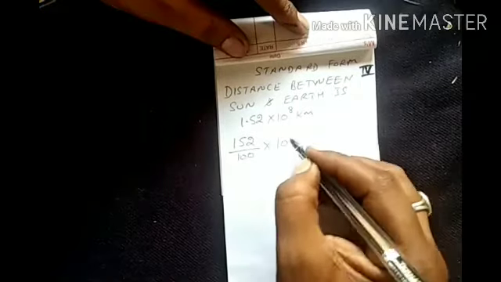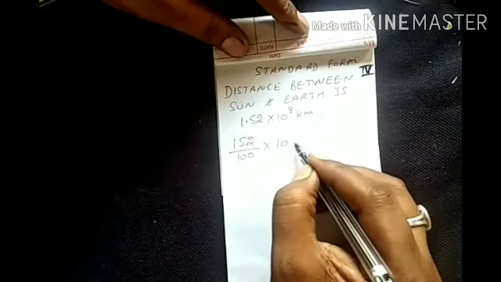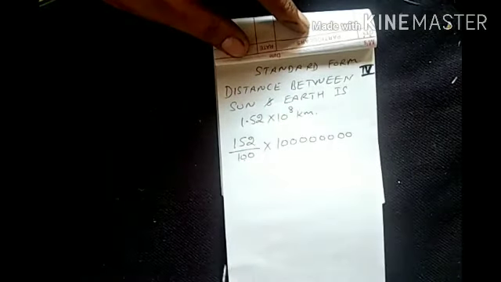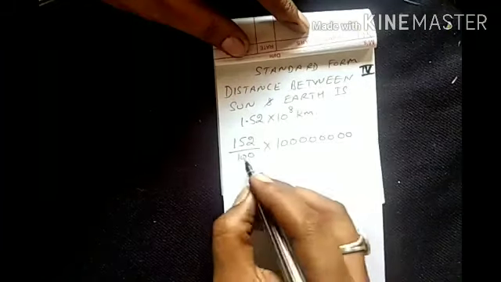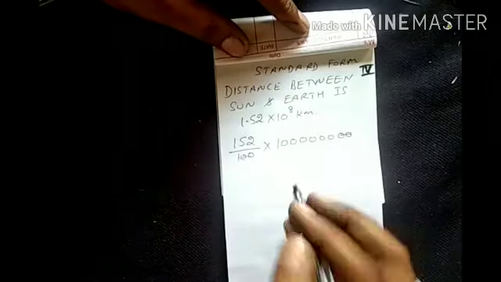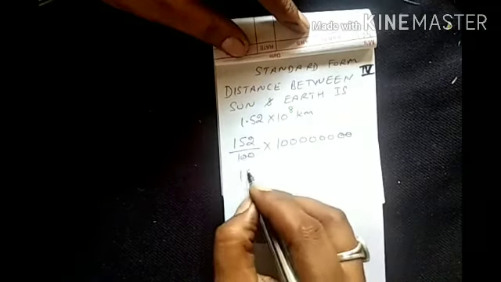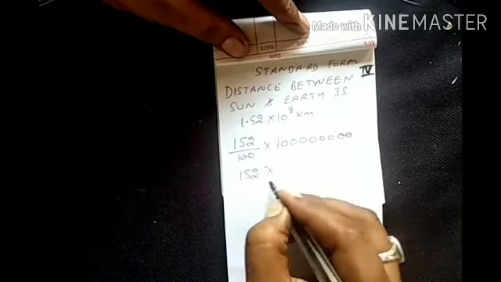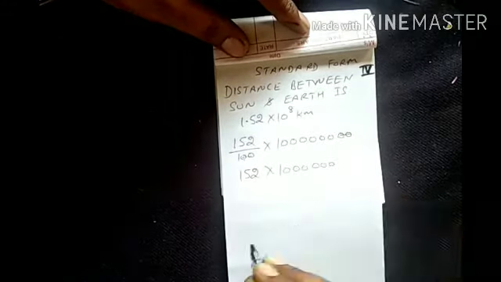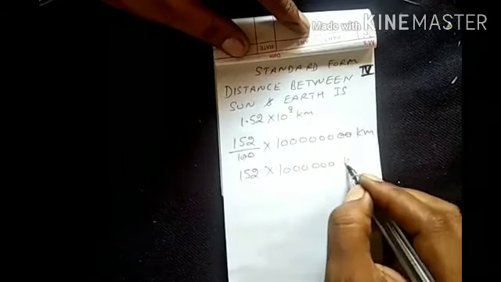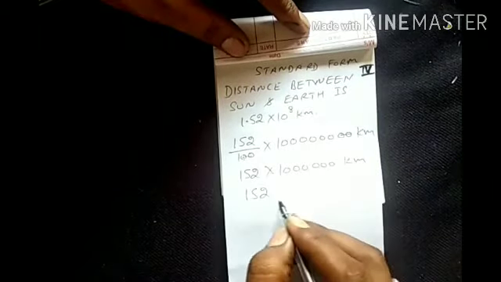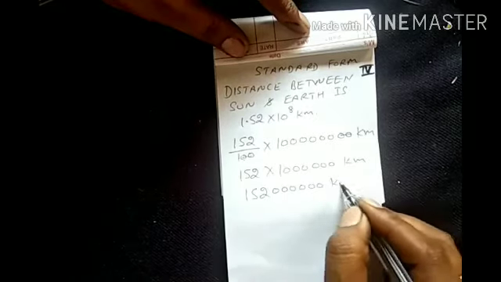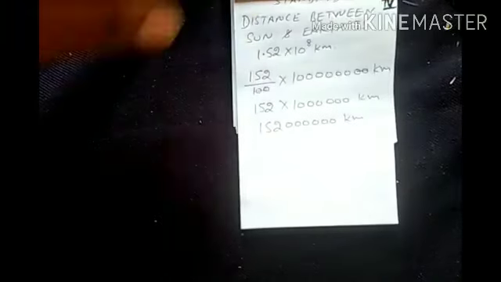And this is 10 to power 8. It means I have to write 8 zeros here in the multiplication. Now you will see I can cancel these 2 zeros with these 2 zeros. Now 1 is left with 152, and how many zeros are there? 1 2 3 4 5 6. Also the unit should be written. Now 152 and 6 zeros with it. So this is the required standard form.